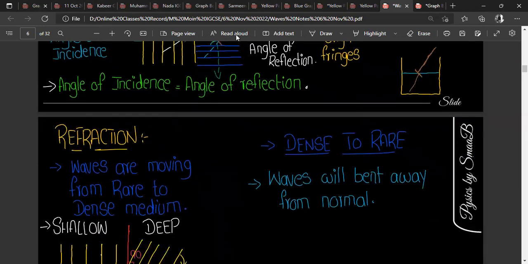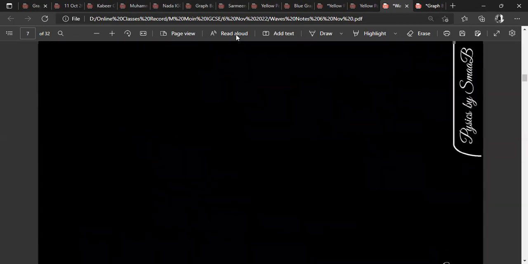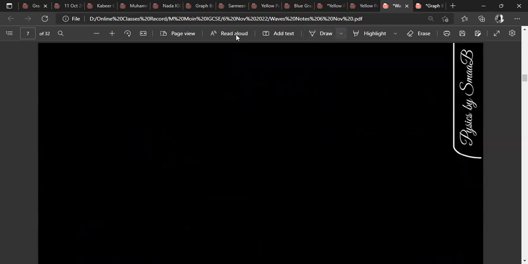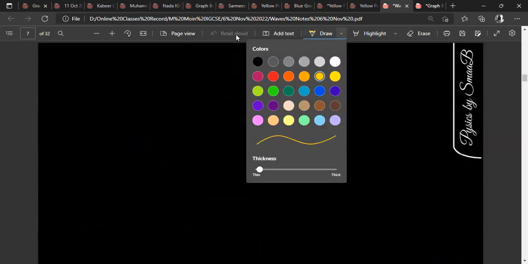Okay. And the final process is diffraction. There is a little difference between refraction and diffraction. In refraction, we observe a complete change of medium, right? But in diffraction, there is a slightly different term, which means reflection through the edges.